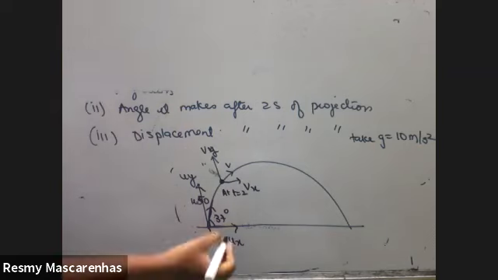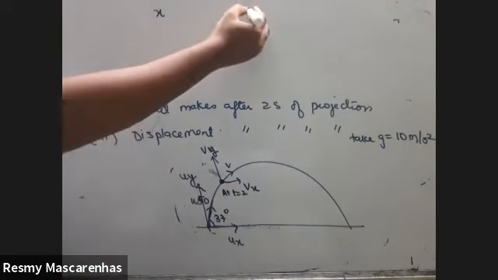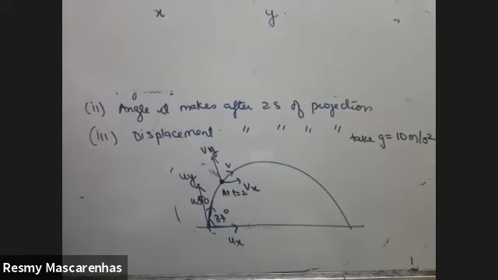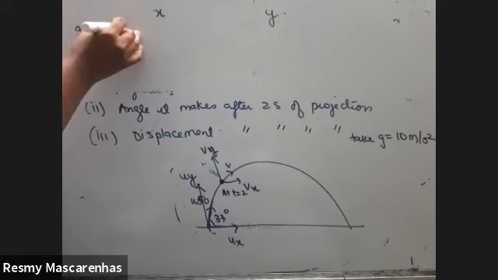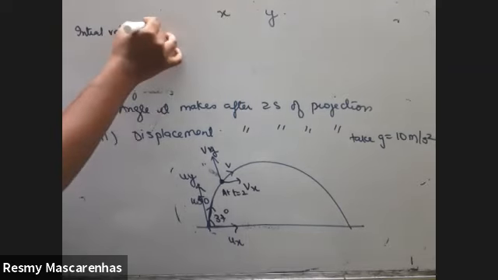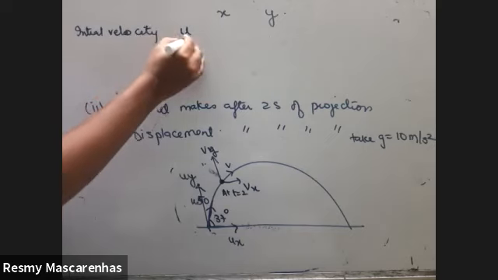Now, what all data will we write? This is x, and this is for y. The initial velocity we will write: U is 50.